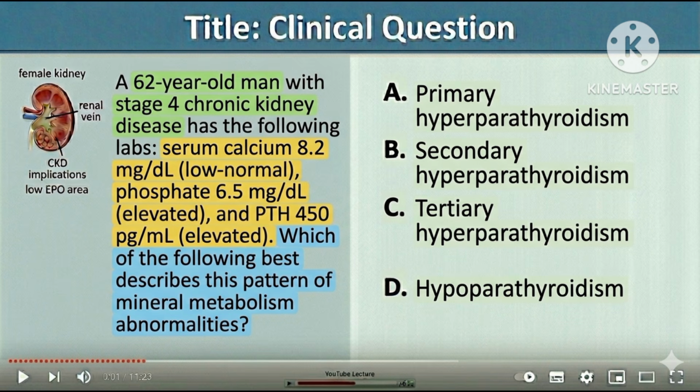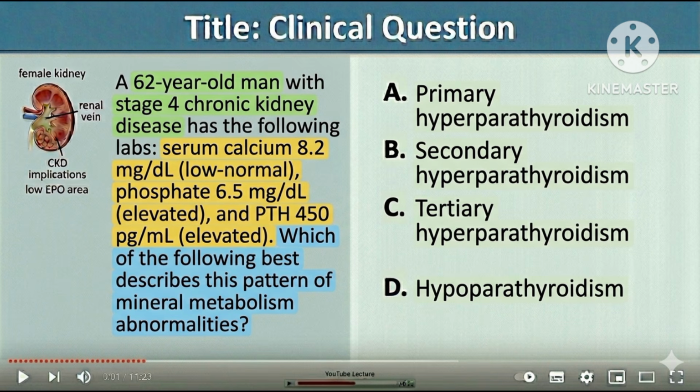A 62-year-old man with stage 4 CKD has hypocalcemia, hyperphosphatemia, and elevated PTH. Which of the following best describes this pattern of mineral metabolism abnormalities? As we all know, in chronic renal failure, there will be hypocalcemia due to decreased alpha 1 hydroxylation of vitamin D and hyperphosphatemia. High phosphate binds calcium, leading to hypocalcemia.